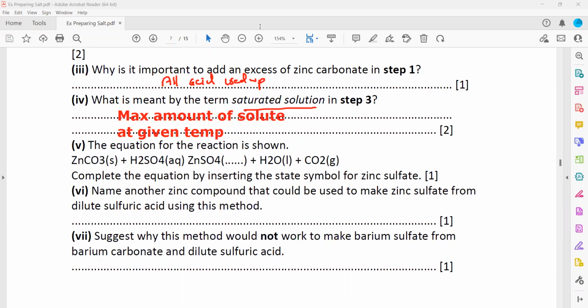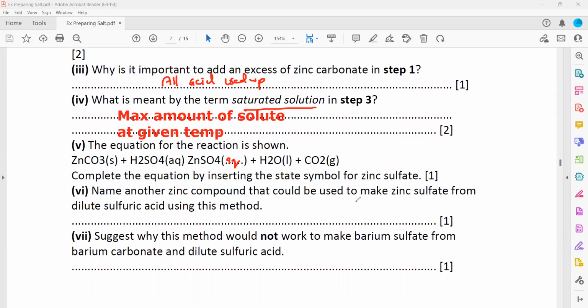The equation for a reaction is shown. Complete the equation. So zinc carbonate was in solid. Acids are always aqueous. Zinc sulfate: most sulfates are soluble except barium, calcium, and lead. So this will be aqueous. And we are preparing, like the crystallization is a technique which is used to prepare soluble salts. So that's why it is aqueous.